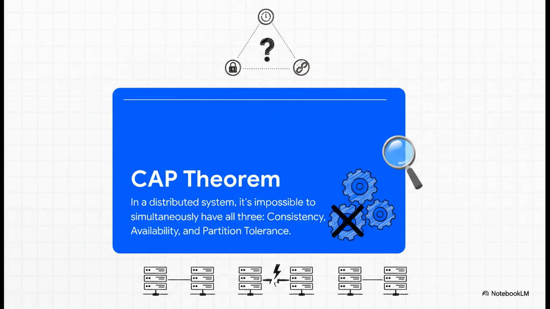The CAP theorem is really a cornerstone of building any large system. It says you have 3 things you want: consistency, availability, and something called partition tolerance. Partition tolerance just means your system can survive if the network connection between its different servers gets broken. And what the theorem proves is that when that network partition happens, it is mathematically impossible to guarantee both perfect consistency and perfect availability. You have to choose one.